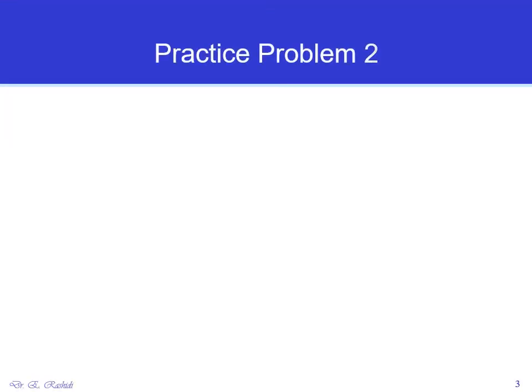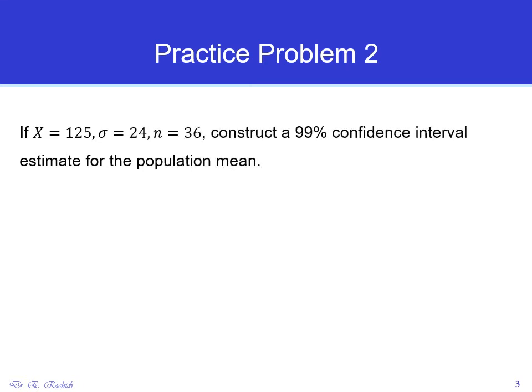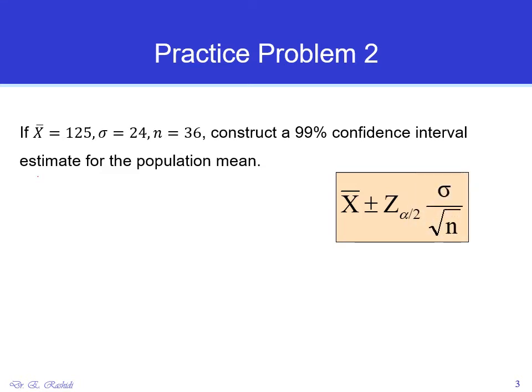Next practice problem. So we want to again estimate a population's average, and we have taken a sample. The sample average is 125. The standard deviation of the population is 24. The size of the sample is 36. And we want to build a 99% confidence interval to estimate the population average mu. So we have the formula here. So please pause, go ahead and find the 99% confidence interval, and then come back to see the solution.